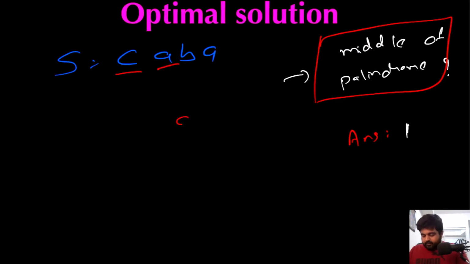So because both are not the same, this is not the middle of any palindromic substring. Now we are going to move to this value A. Again we are going to repeat the same process. Well, A is a palindrome in itself, so we are going to add the value to our answer first of all, so this becomes 2.